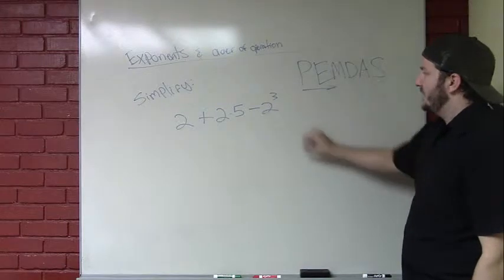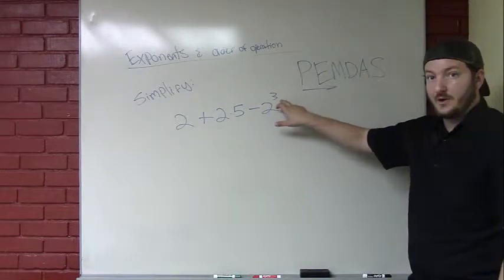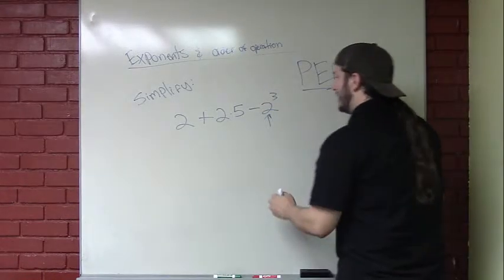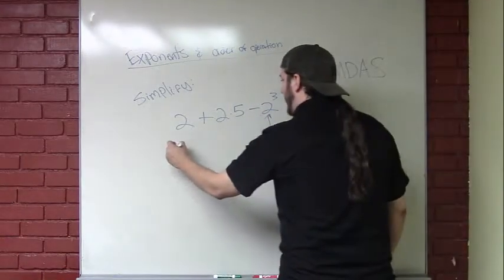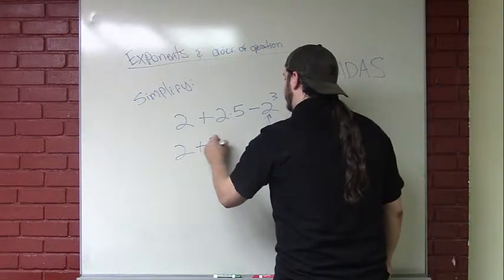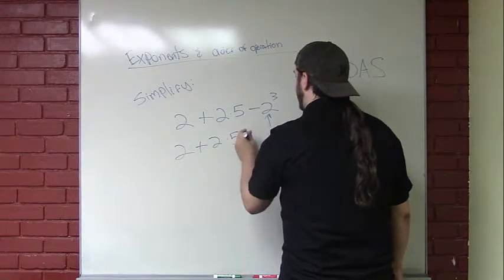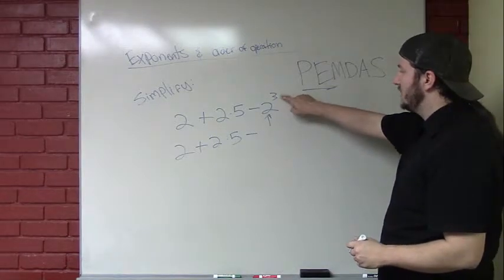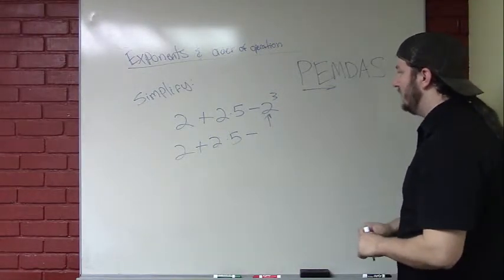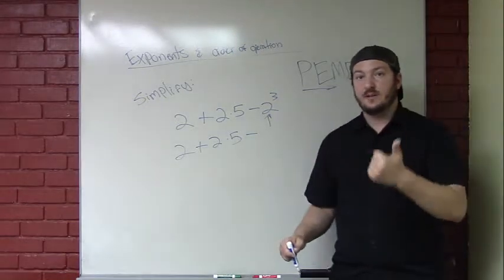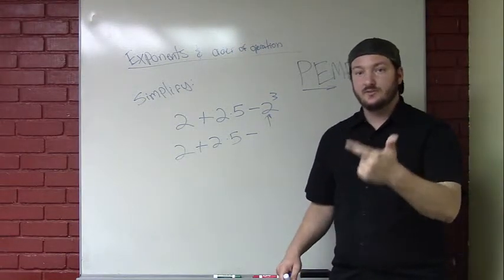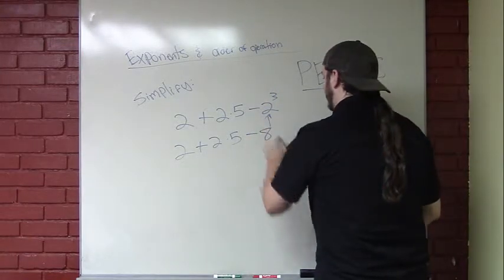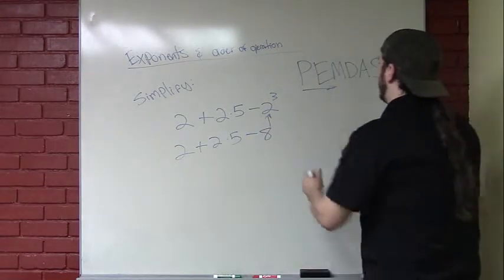Exponents. Now, 2 to the third, you got an exponent right here. So you got to deal with this guy first. Okay? So you're just going to rewrite this. You have 2 plus 2 times 5 minus, now what's 2 cubed? Well, again, 2 cubed is 2 times 2 times 2. So 2 times 2 is 4 times 2 is 8. Okay? Now, so we did our exponents.